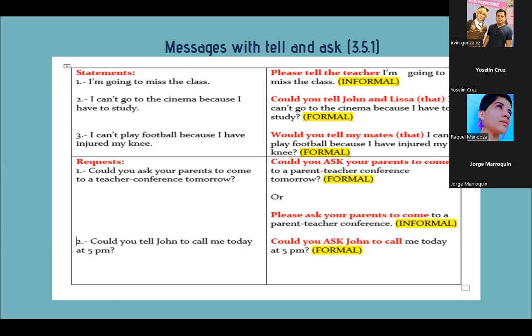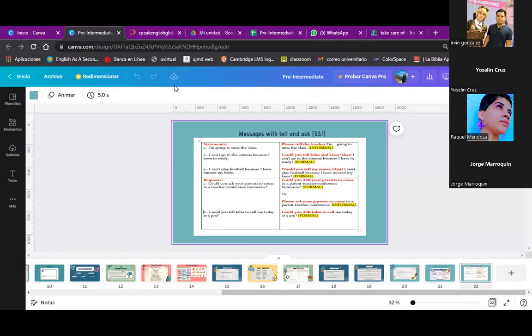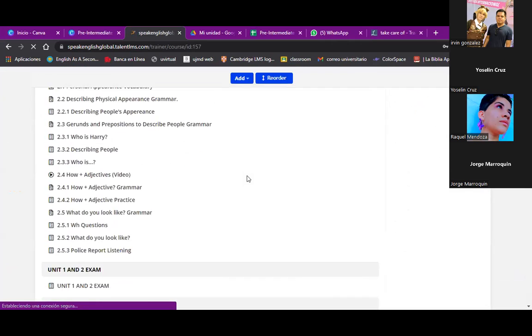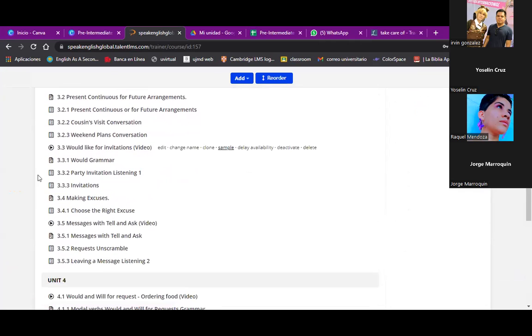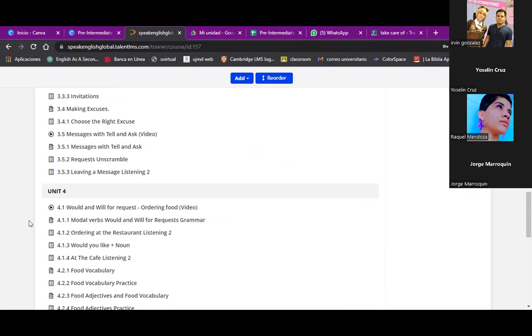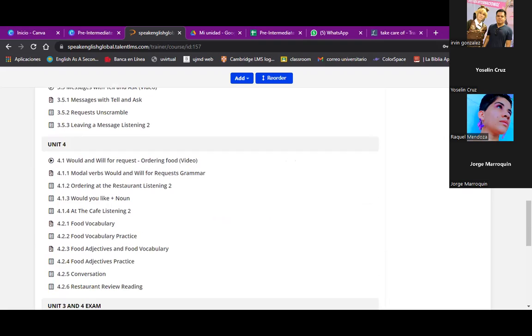All right, very good. So guys, with this topic, we finish unit 3. Please do all the exercises of unit 3 because tomorrow we are going to have class, because we didn't have class yesterday, okay? Tomorrow, Friday, we have class. So, we are going to finish unit 3 and tomorrow we start unit 4. Any questions?